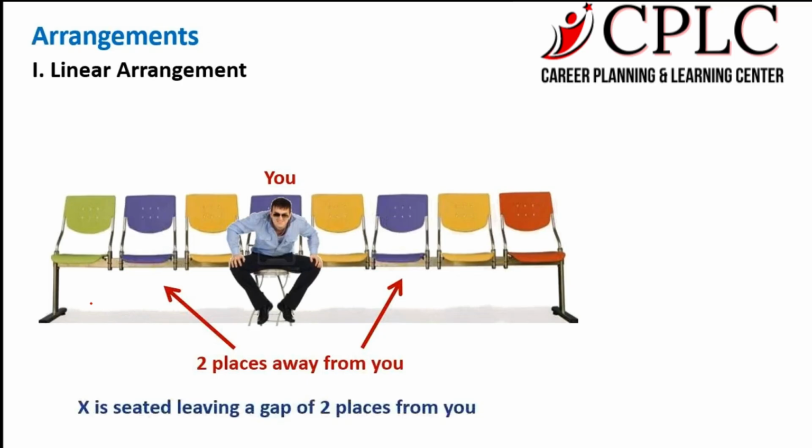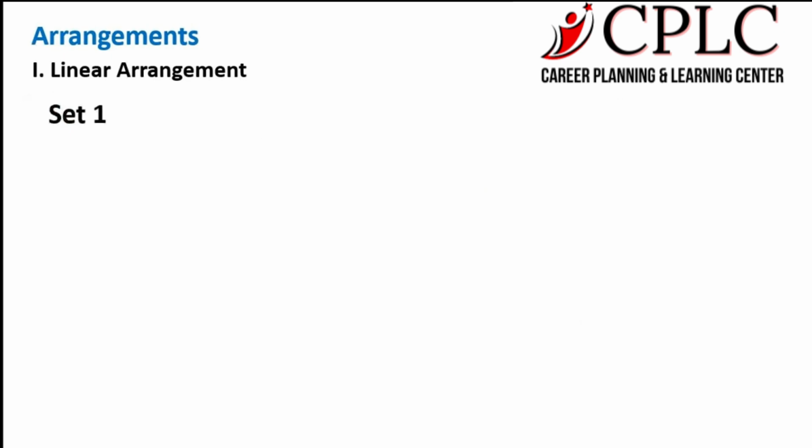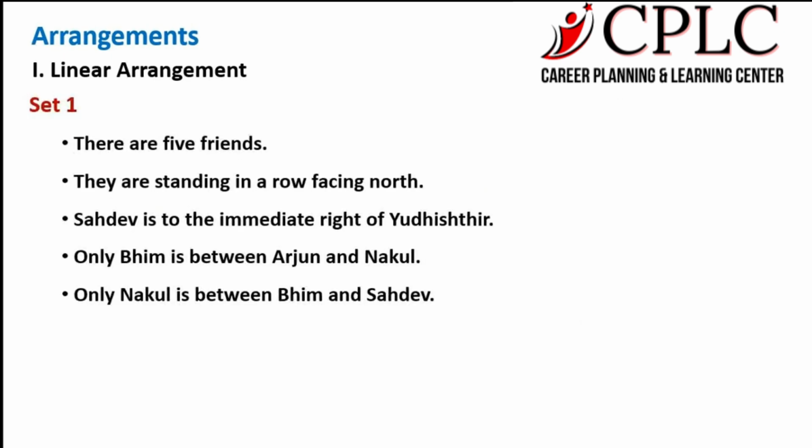Next one, X is seated leaving a gap of two places from you. That means third position, but again they have not specified which side, so you have to consider both left as well as right. These are the kinds of markings of positions that you will have to learn and remember before we approach the questions. Now that you have understood this particular part, let's look at the questions. Pause this video, read the question and try to represent the data.